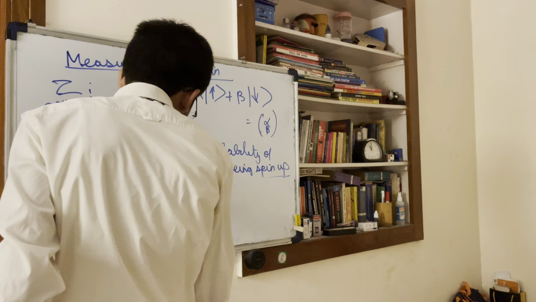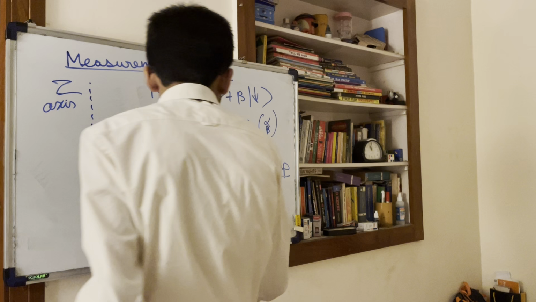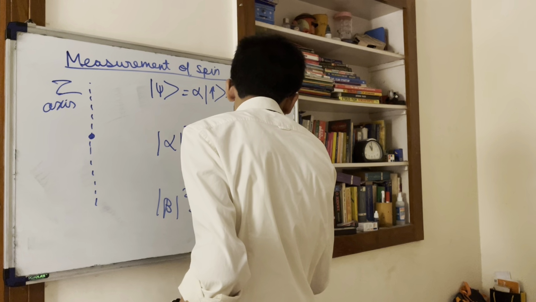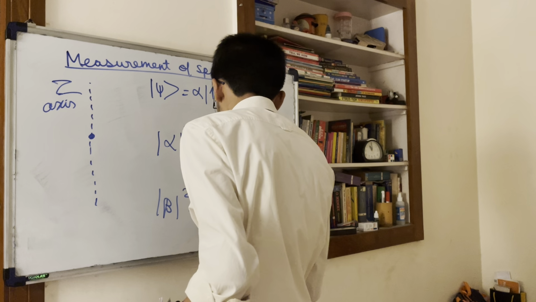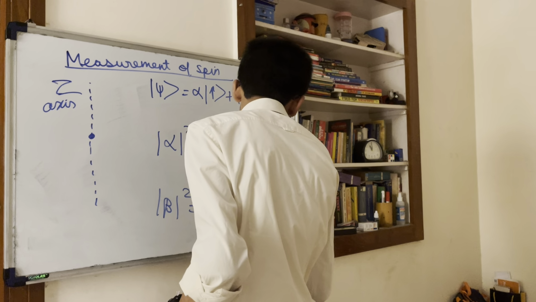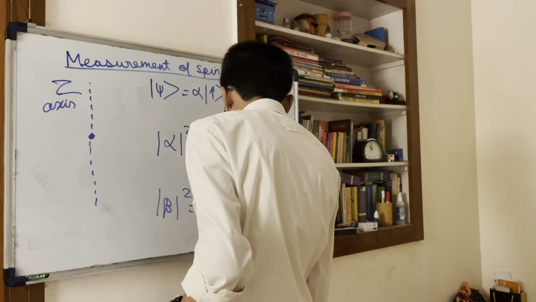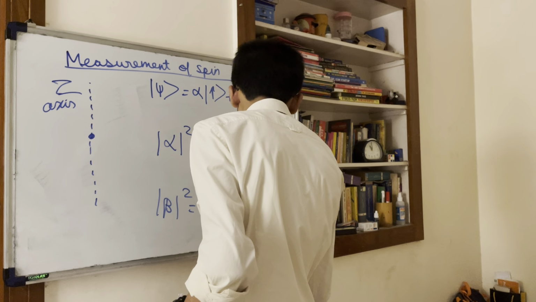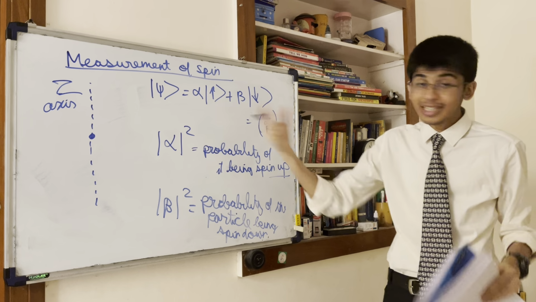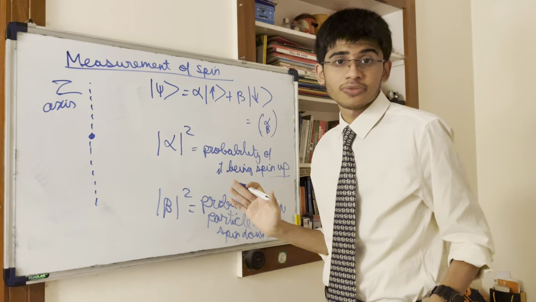If I take beta squared, it's the probability of the particle being spin down. So this is the theoretical part of it.